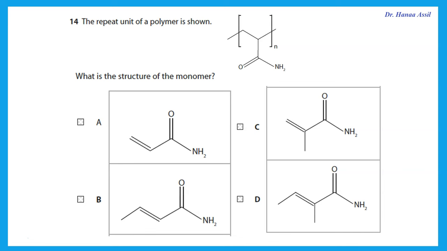The repeat unit of a polymer is shown. What is the structure of the monomer? Obviously, this is a polymer made by addition polymerization. So we started with something that had a double bond in it. Now, where was the double bond? That's where the double bond was. So if we flip it around, it looks like A, not like any of the other choices.